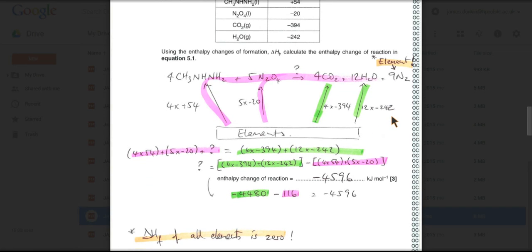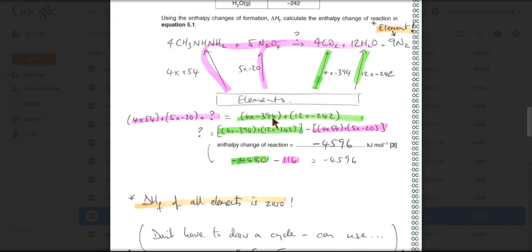Let's just explain the colours now. So this is Hess's law. We've got 2 routes going from elements to here. We can either go this way, the pink route, so that would be this enthalpy change plus this enthalpy change plus the unknown one, which is equal to the sum of the other enthalpy changes for the other route. So that's elements to the 4 CO2s, the 12 waters, and the 9 N2s. So you can see there, I've written that line across there, rearranged for the unknown, and then we solve for that, and we get minus 4596.